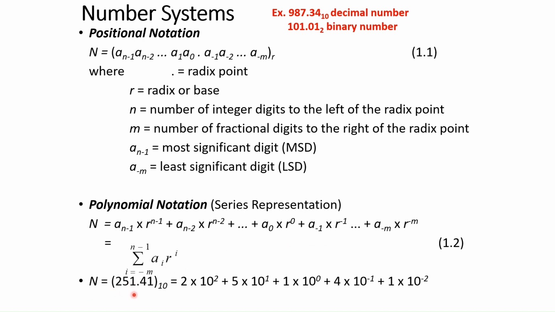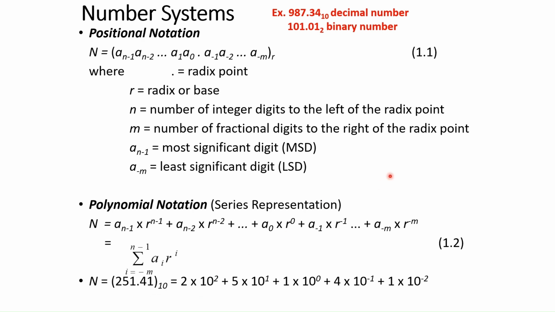Like 251.41 with a subscript 10 is a decimal number, so it can be expanded as 2 times 10 squared, because this 2 is in the second position, plus 5 times 10 to the power 1, plus 1 times 10 to the power 0, plus 4 times 10 to the power minus 1, plus 1 times 10 to the power minus 2. And you get this 251.41.